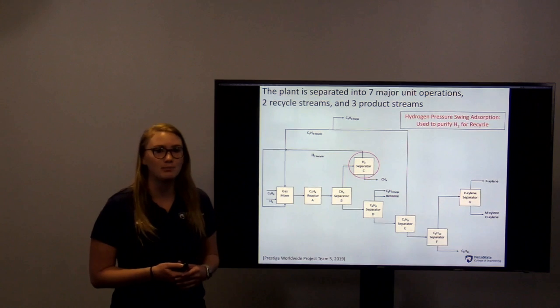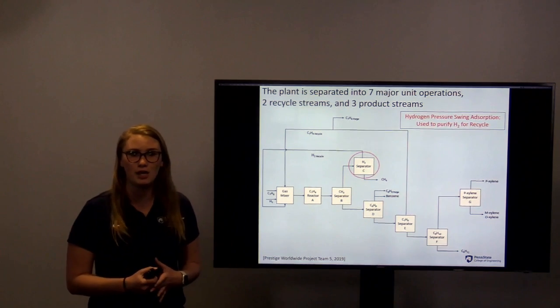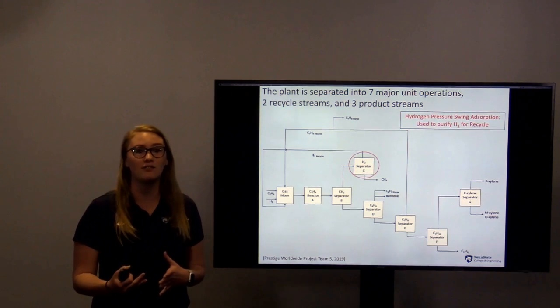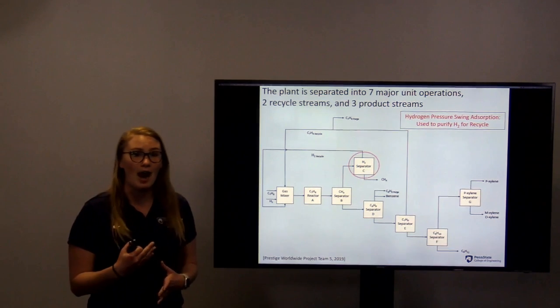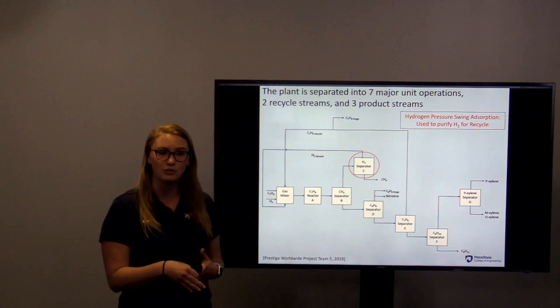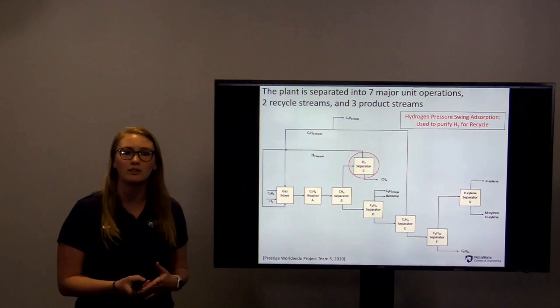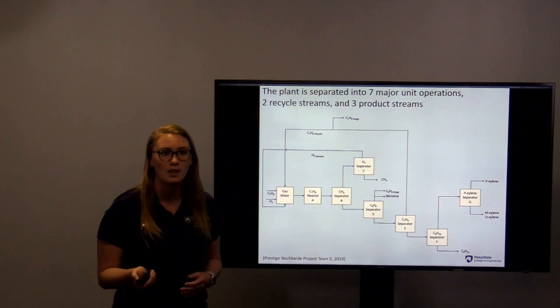Next, we have our hydrogen pressure swing absorption unit, which is used to purify our light products coming out of our flash unit, which would be our hydrogen, which is used for our recycle stream, which is thrown back into the reactor, as well as our methane, which we are selling off as fuel.